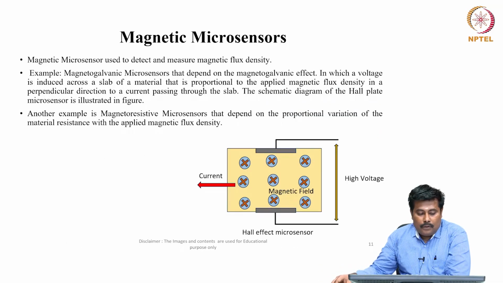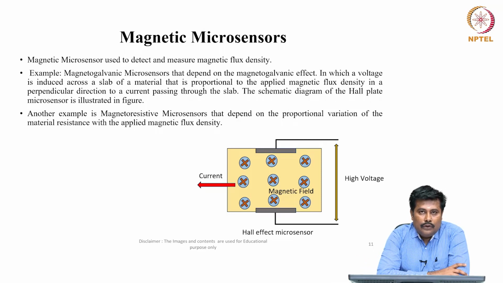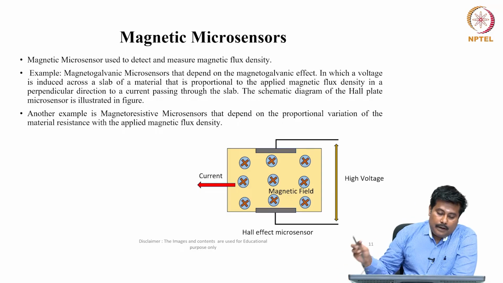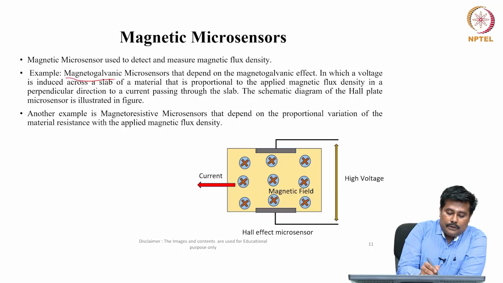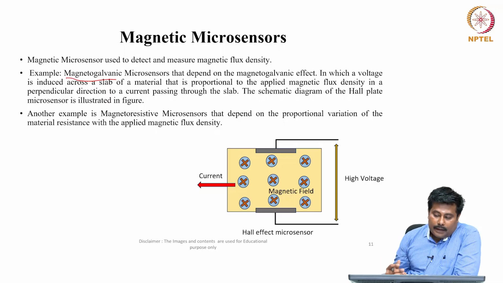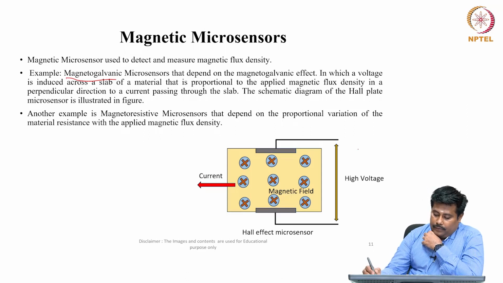Now, let us talk about the magnetic microsensor. These magnetic microsensors are used to detect and measure the magnetic flux density. For example, we might have heard about this term called magnetogalvanic. These magnetogalvanic microsensors depend upon the magnetogalvanic effect, in which a voltage is induced across a slab of a material that is proportional to the applied magnetic flux density in a perpendicular direction to a current passing through the slab. So, here if you observe, this is a kind of Hall effect microsensor.